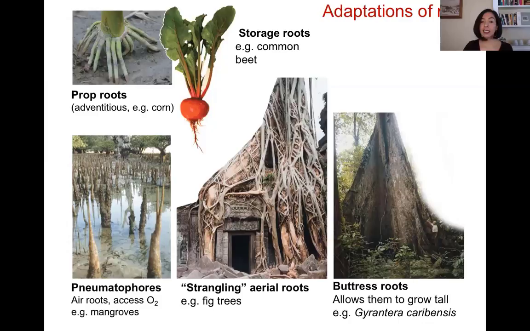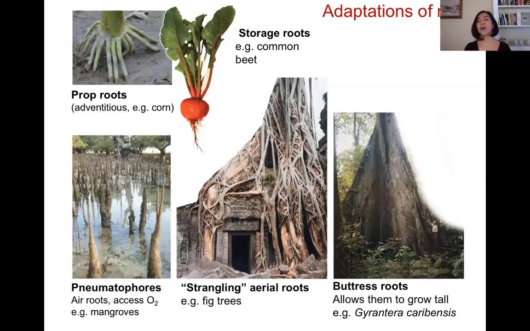The strangling roots are aerial roots, and you can see that in some monumental trees, such as the fig trees in Angkor Wat. And in this case, this tree is actually destroying this archaeological monument. So that has a conflict because the trees are very iconic, but also the archaeological site. So people are debating about what to do, whether to save the archaeological site or to save these trees.